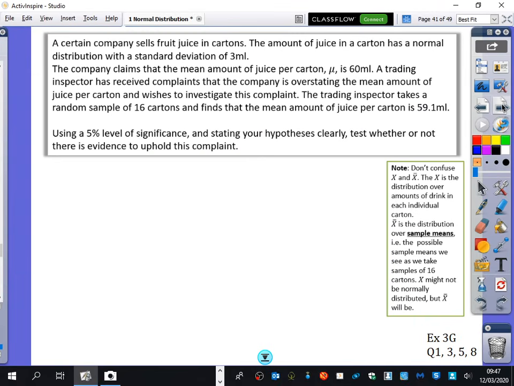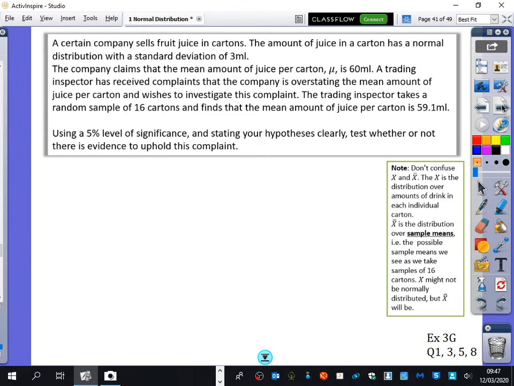So we're just going to do one more question here. Now we're going to talk about fruit juice in cartons. And this is genuinely how factories and producers will actually look at these kind of things. So it says a certain company sells fruit juice in cartons. The amount of juice in a carton has a normal distribution with a standard deviation of 3 millilitres. The company claims that the mean amount of juice per carton is 60 millilitres.